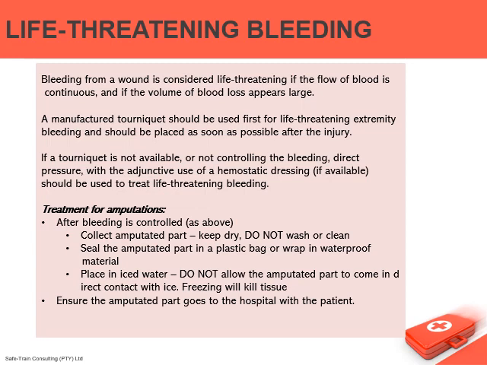First aid for life-threatening bleeding, including amputations. Bleeding from a wound is considered life-threatening if the flow of blood is continuous, and if the volume of blood loss appears large. A manufactured tourniquet should be used first for life-threatening extremity bleeding, and should be placed as soon as possible after the injury. A self-made tourniquet can be used if a manufactured tourniquet is not available. Tourniquets can be improvised from sticks, pipes, and triangular bandages, taking care not to use any thin cloth, or materials like shoelaces, as these can cut through the skin when tightened.